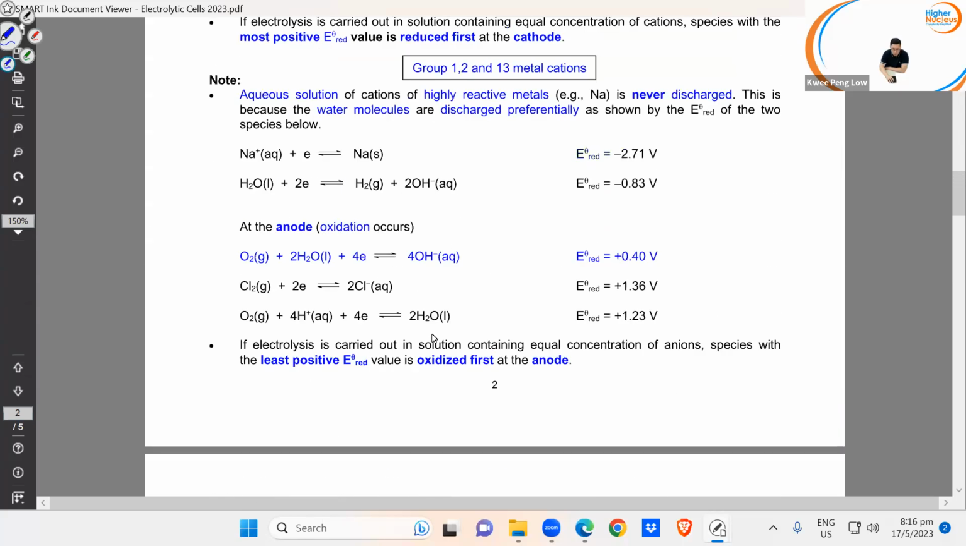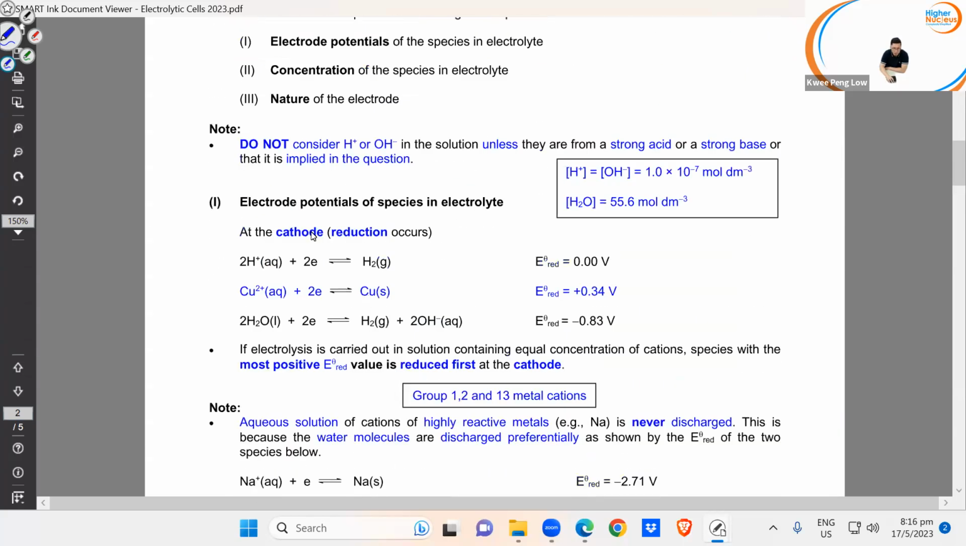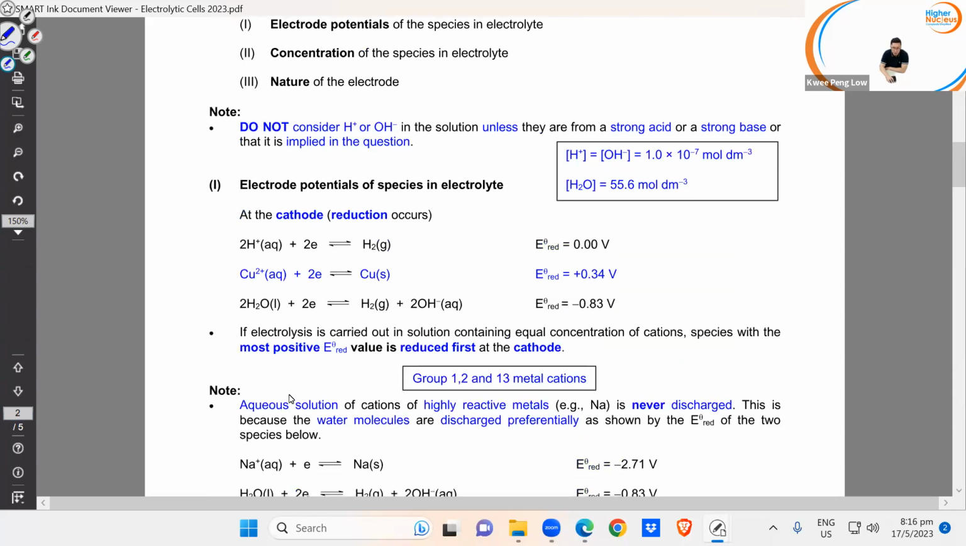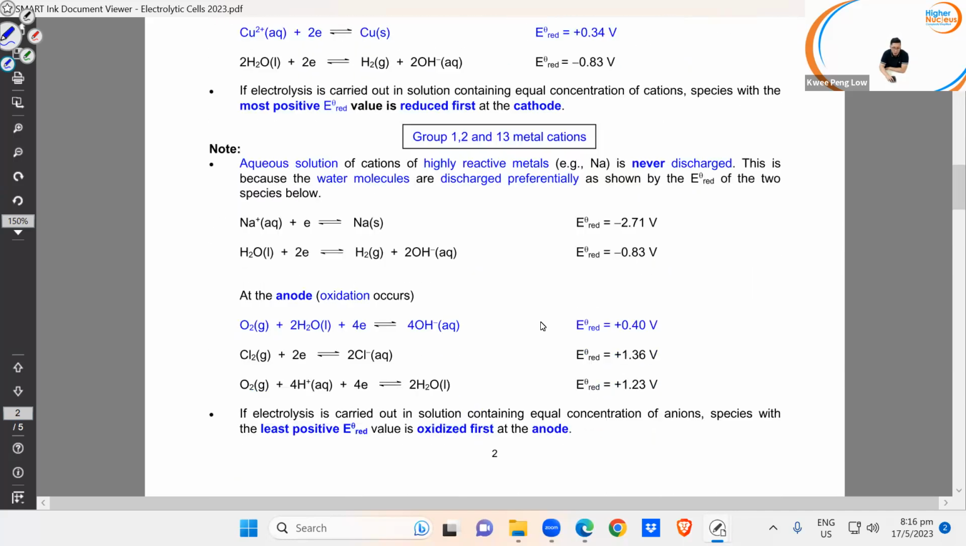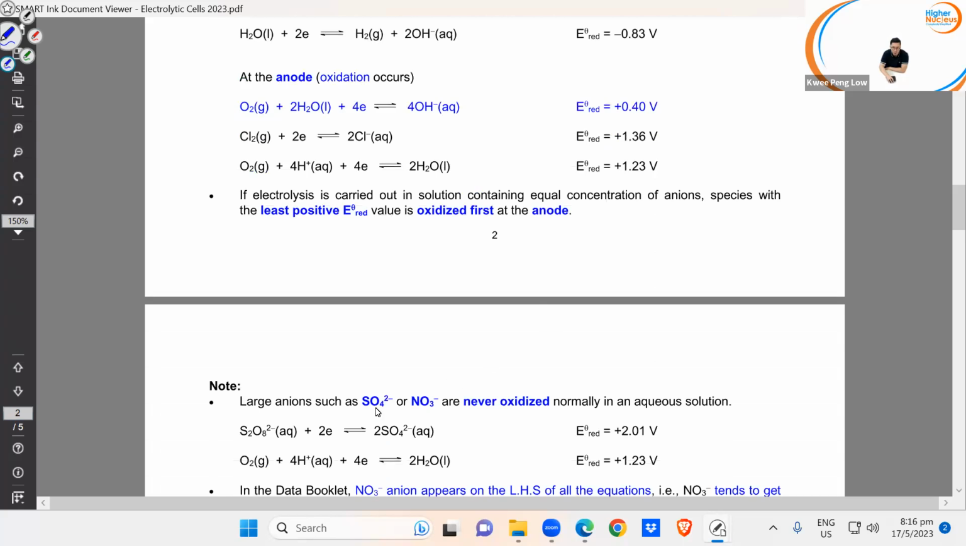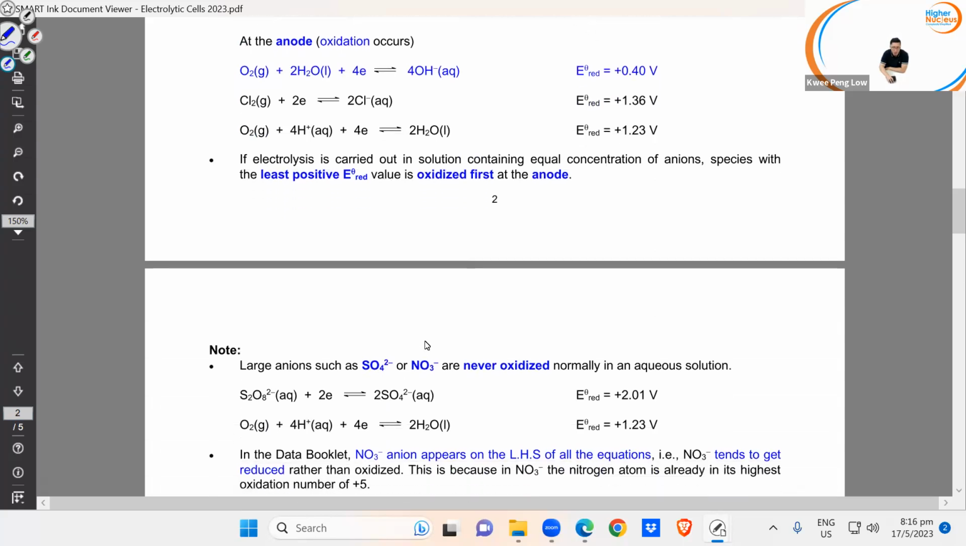Okay? So in summary, at the cathode in an aqueous solution, you ignore all the group 1, group 2, group 13 metal cations. They will never get reduced because water is always in front of them. So whatever is left, you choose the most positive one to get reduced at the cathode. At the anode, you ignore your sulfate and your nitrate because they will never get oxidized. So whatever species is left at the anode, you choose the least positive one to get oxidized. So that's factor number 1, electric potential.